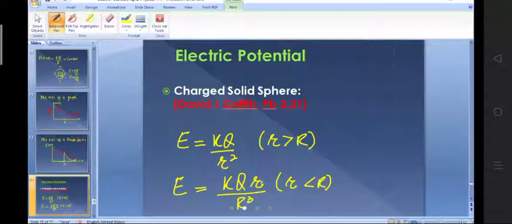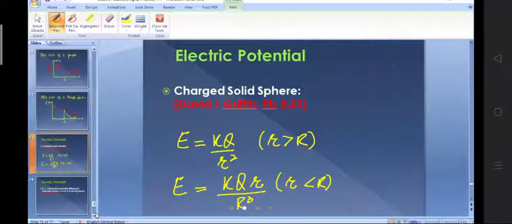In this very case, you can calculate the potential both inside as well as outside, and then compare the two potentials. What is the potential at the surface? What is the potential at the center, and so on. I'm sure you must be able to do this.